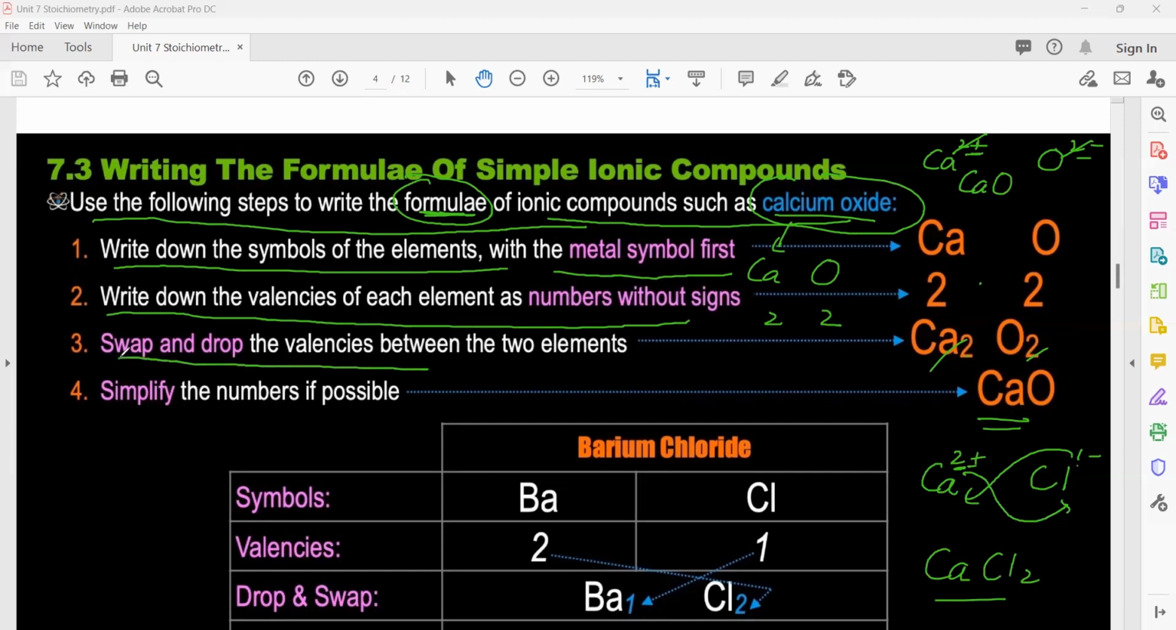Swap and drop the valencies between the two elements. Swap means the valency of this one comes here, the valency of this one comes here, like we are doing here. Then simplify the numbers. So what about this 2 and 2? Can you simplify? Yes. 2 becomes 1 and also 1. So it will become Ca1O1, so you can write CaO. This is how you will do this.